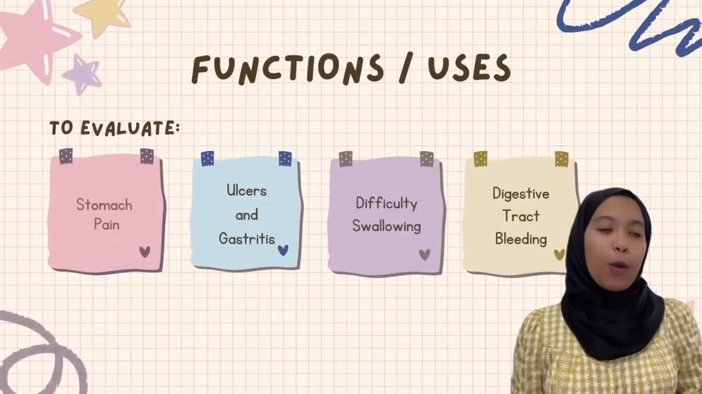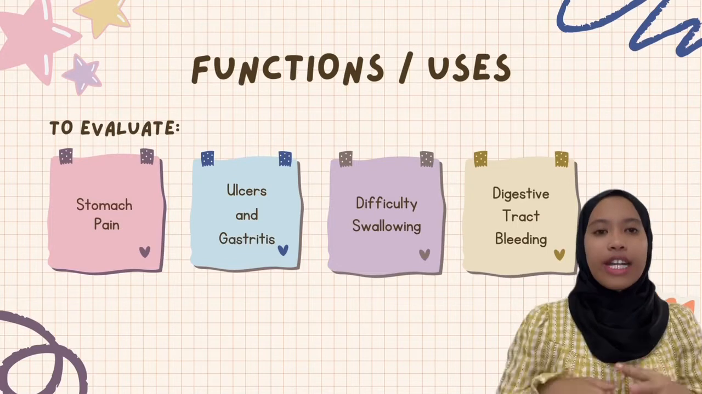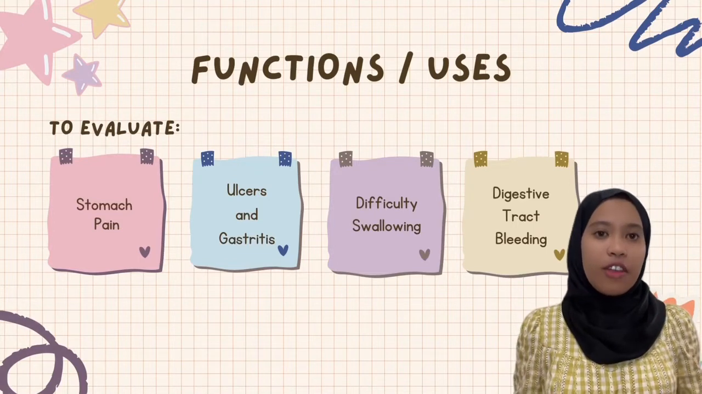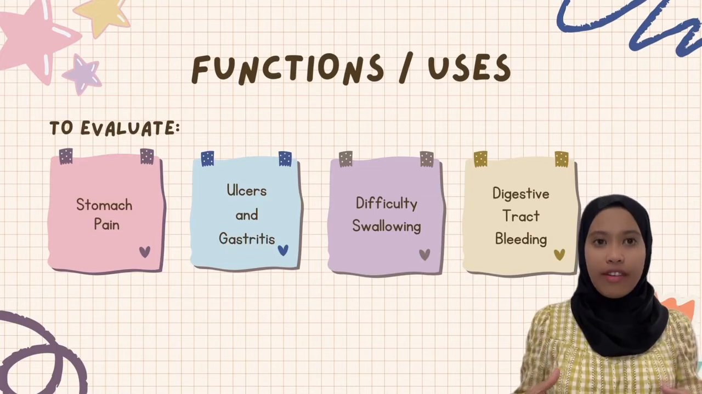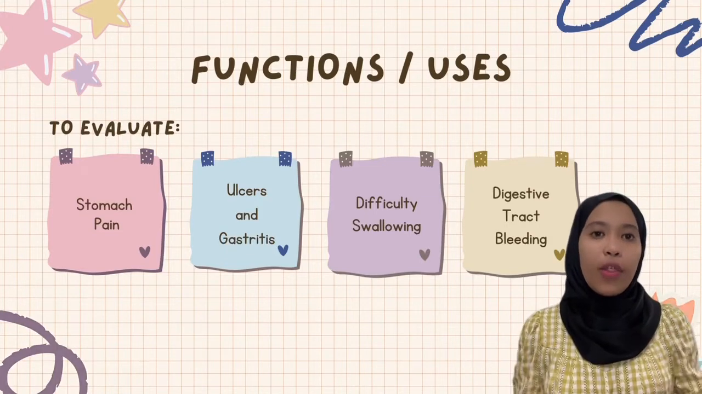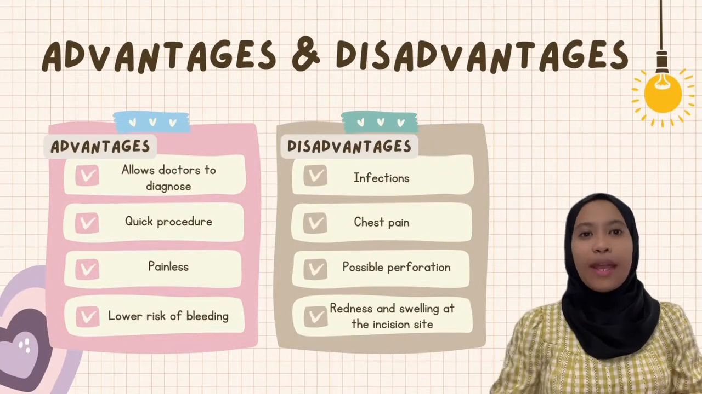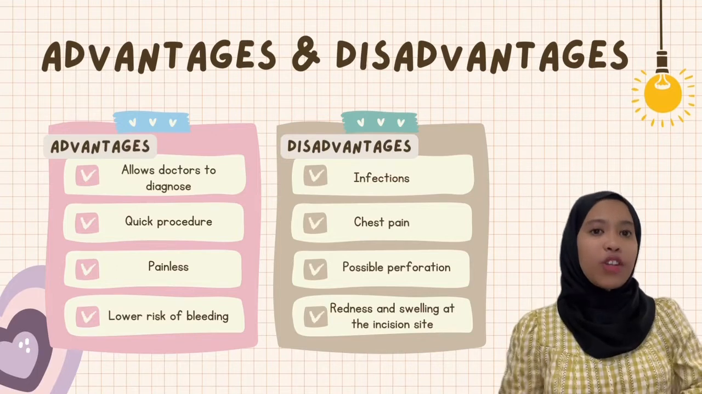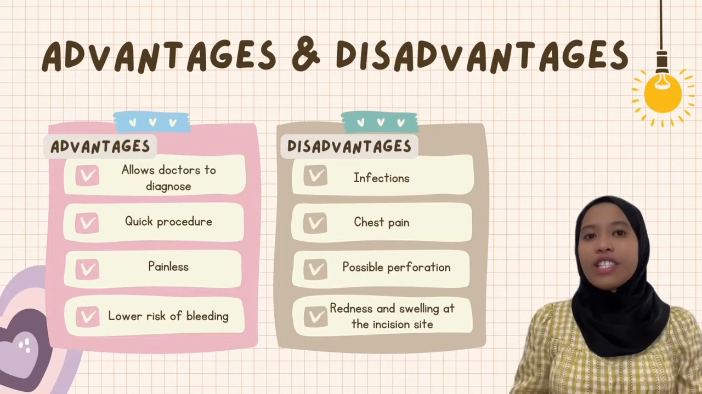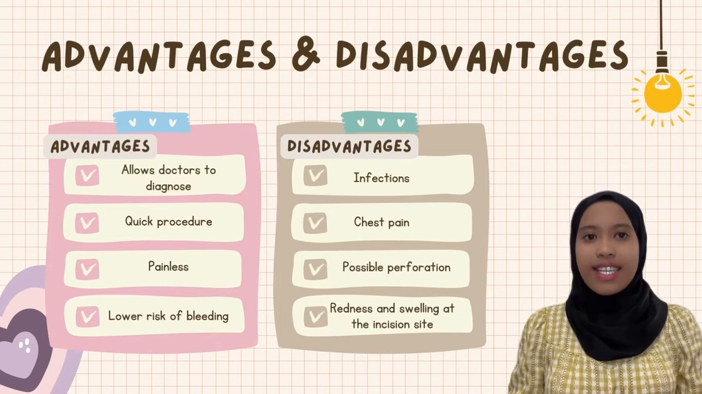Uses of endoscope are to evaluate stomach pain, ulcers, gastritis, or difficulty swallowing, digestive tract bleeding, changes in bowel habits, chronic constipation or diarrhea, and polyps or growth in the colon. Depending on the condition under investigation, some endoscopies can be carried out in the doctor's surgery. Others need a trip to hospital or day surgery facility and may require a general anesthetic.